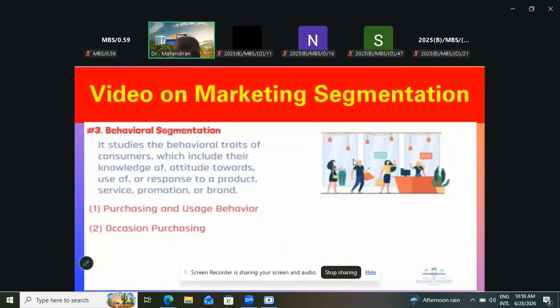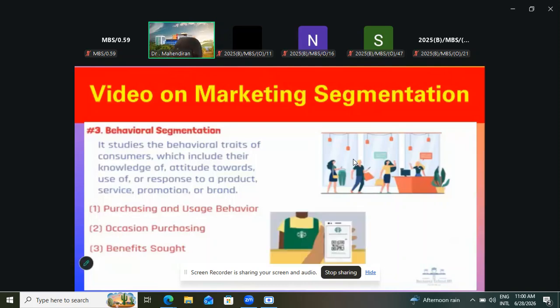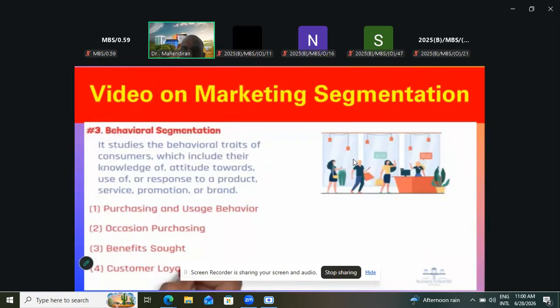Number 3. Benefits sought. Other differentiating factors of behavioral segmentation are the benefits different users seek from an experience. Let's use Starbucks as an example. Some customers are compelled by the convenience of ordering through the mobile app and coming in to pick it up. Other customers are more interested in the experience of ordering with a barista and enjoying the ambience of a cozy coffee shop.